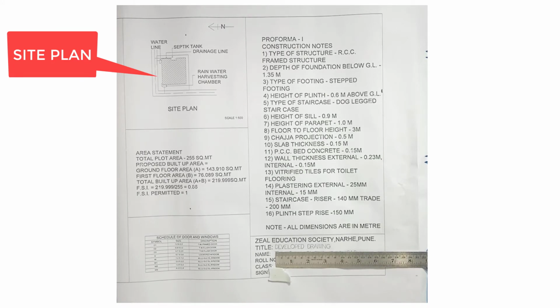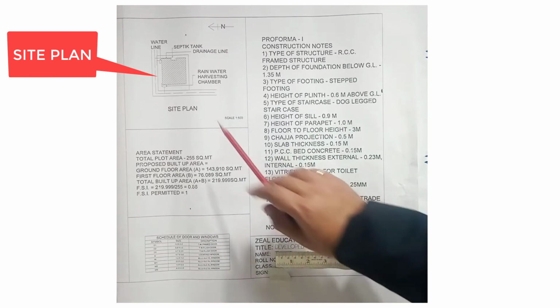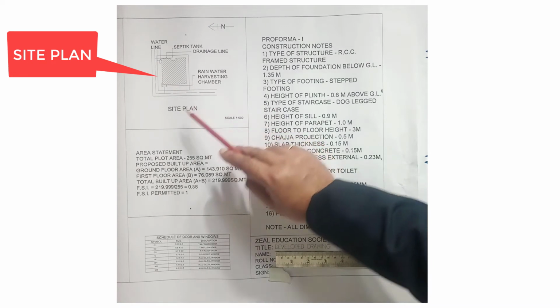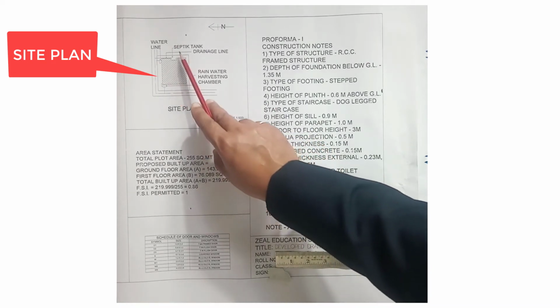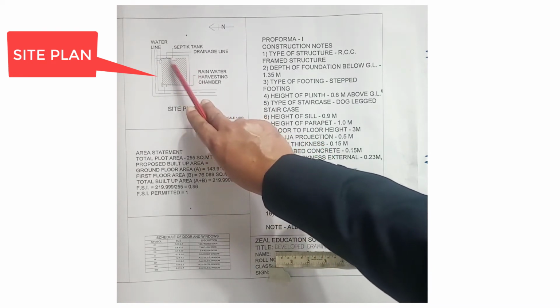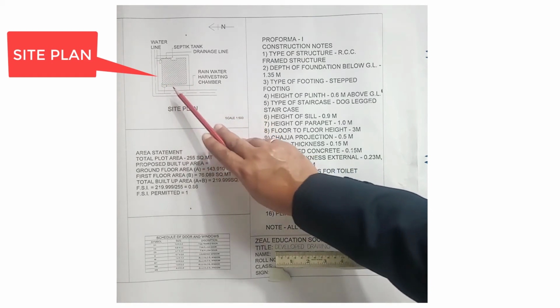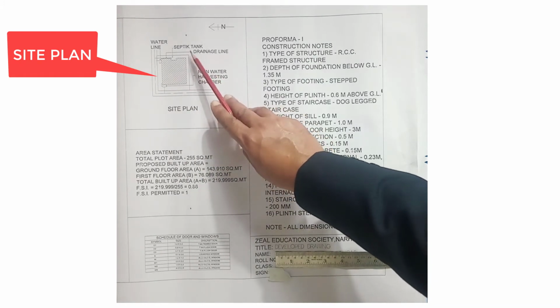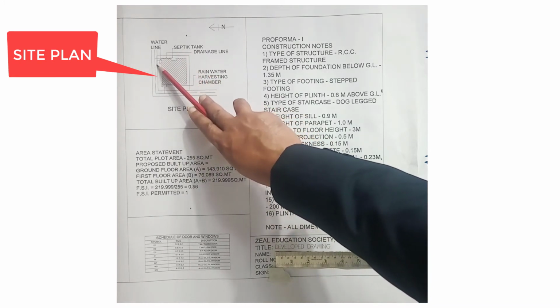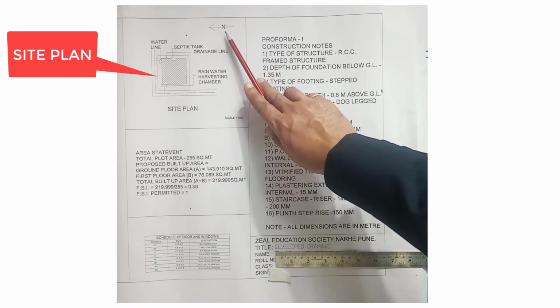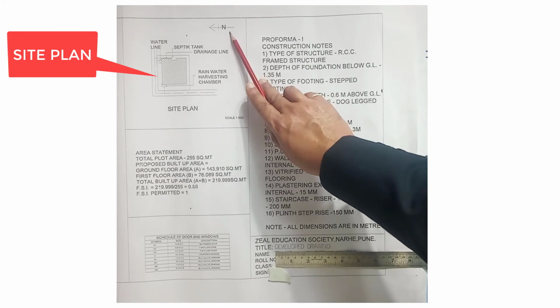Now to the right hand side of your submission drawing, first of all, there will be the site plan. This site plan indicates the approach road, sewer line, septic tank location, from which the drinking water line will be there, and at which point you are going to connect the drainage line to the municipal sewer. Along with this, there will be the north, which is a very important one. Accordingly, you are going to provide the orientation of your building.